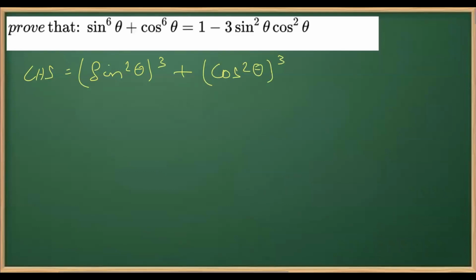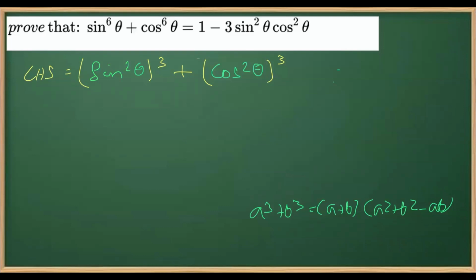Now, what I'm going to do next is to apply the identity of a cube plus b cube. If you do not remember, it is a plus b bracket a square plus b square minus ab. Well, what is A for us? Clearly, this whole thing is A, right? This is our A here, and this whole thing is our B.